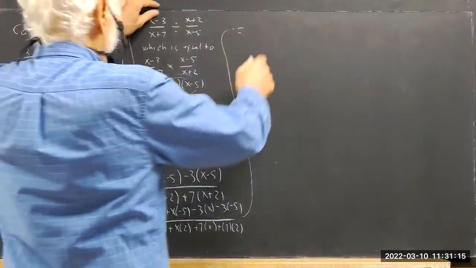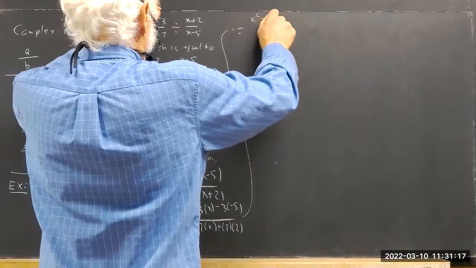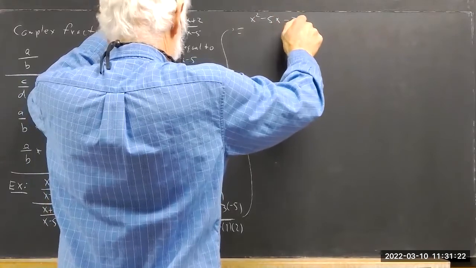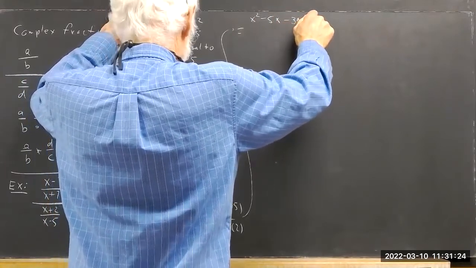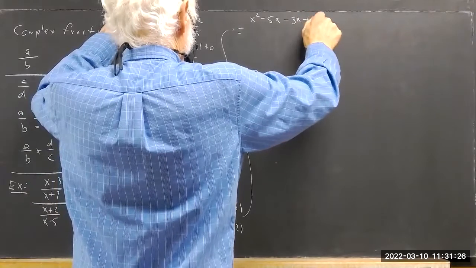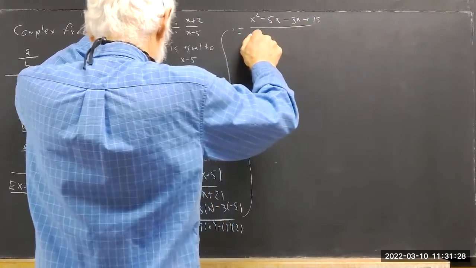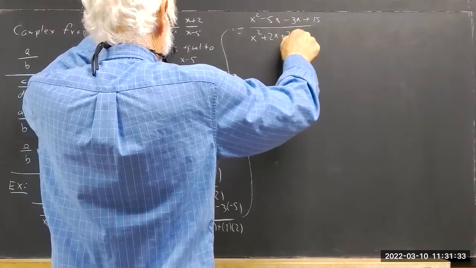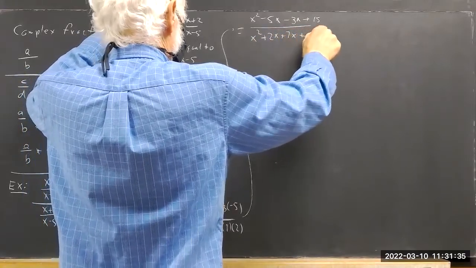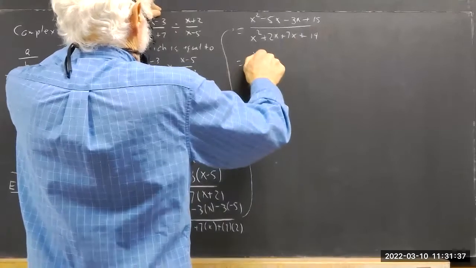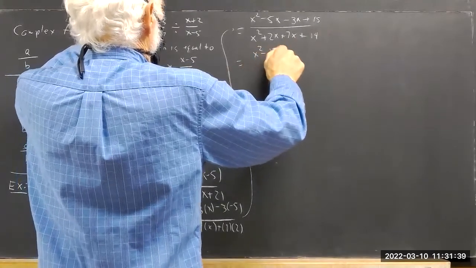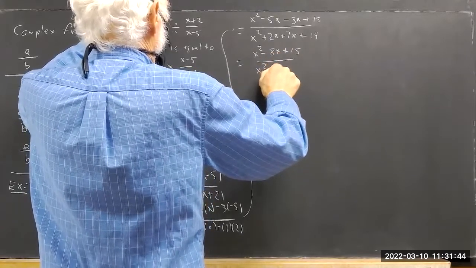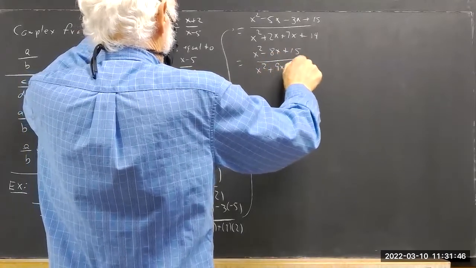That's equal then to x squared minus 5x minus 3x plus 15 over x squared plus 2x plus 7x plus 14. Then equal to x squared minus 8x plus 15 over x squared plus 9x plus 14.